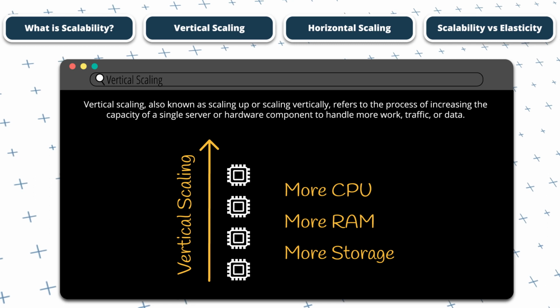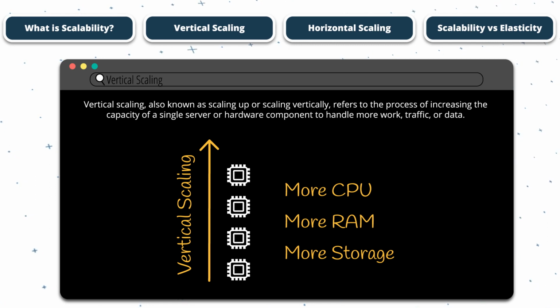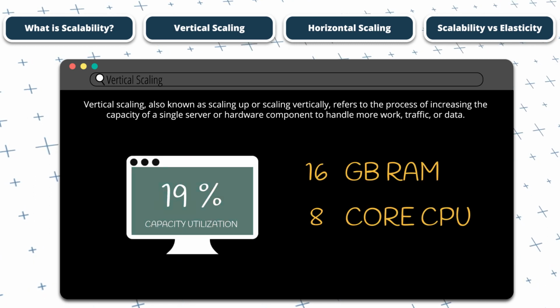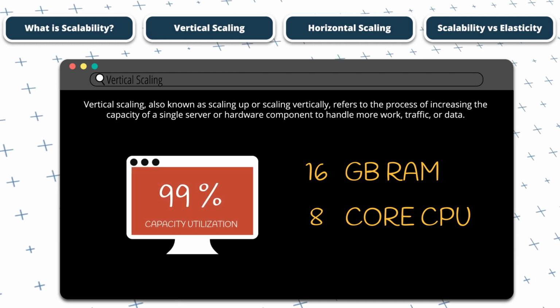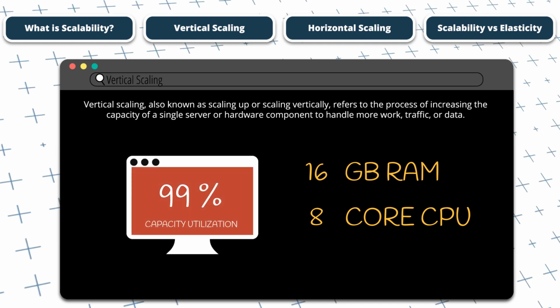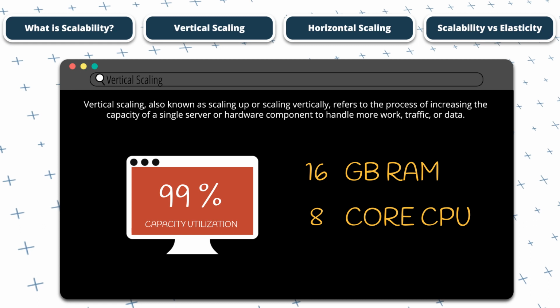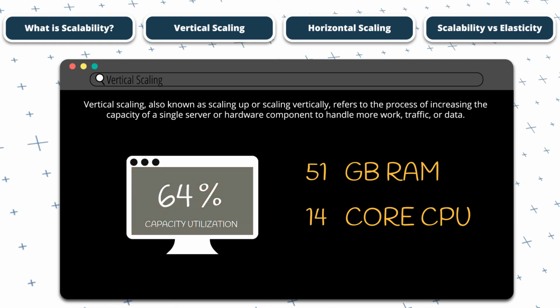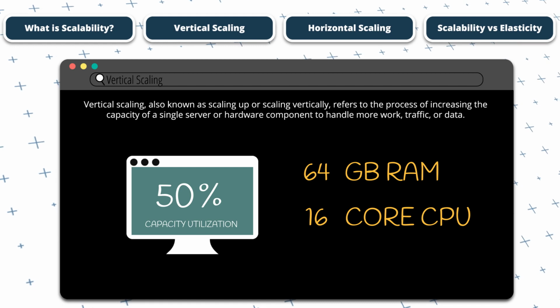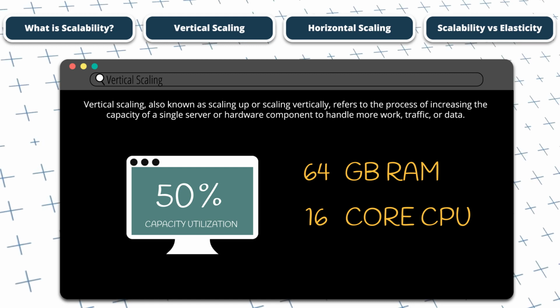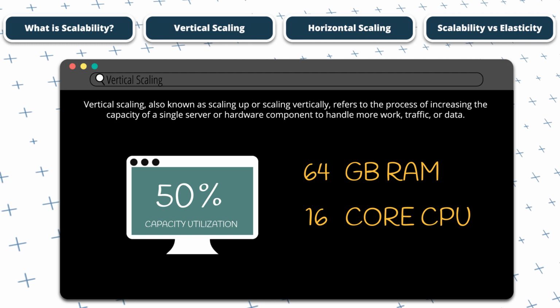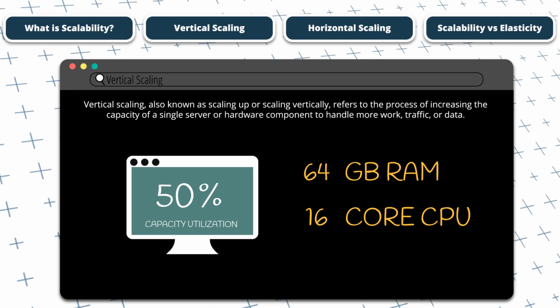So one example when you could scale vertically would be if a web application experiences an increase in traffic. A vertically scalable solution may involve upgrading the existing server by adding more CPU cores, RAM, or storage. This can increase the server's capacity to handle more requests and maintain performance under heavy loads.